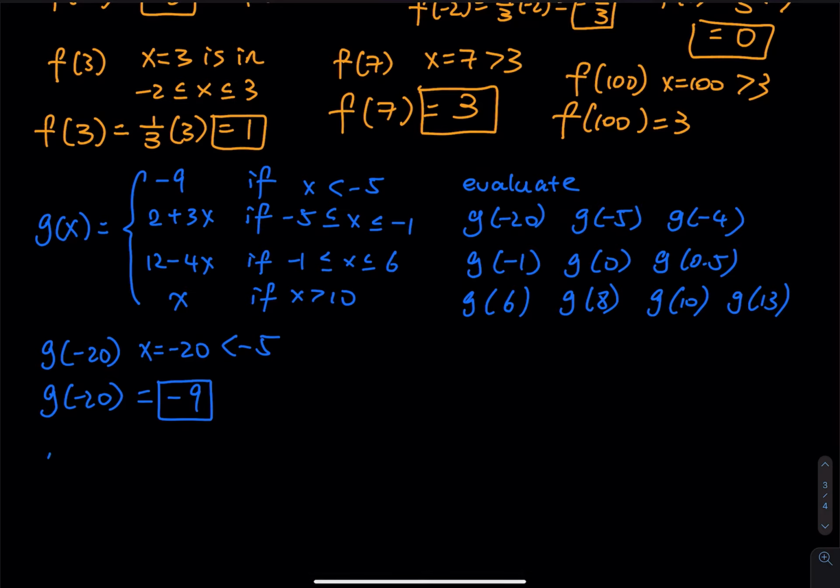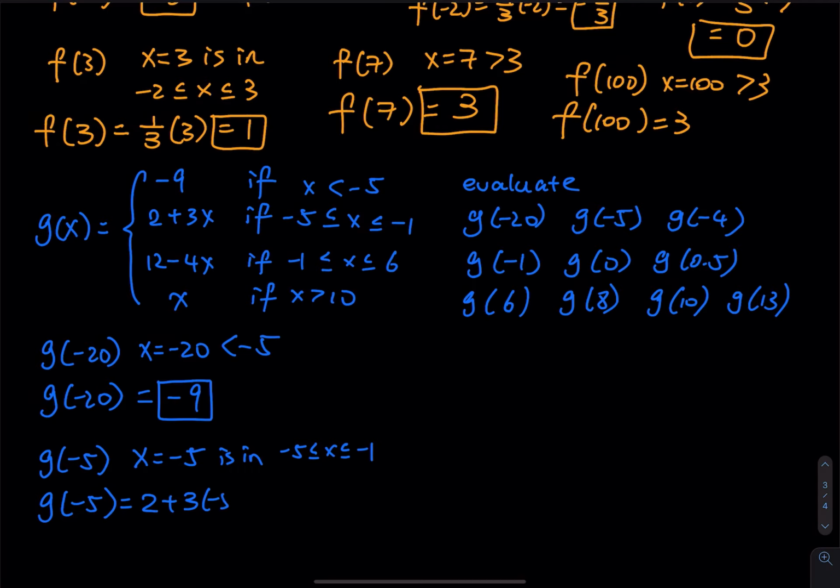And then the next one, g of negative 5. So we have x equals negative 5. Is negative 5 less than negative 5? Nope. Then that goes to the second piece, right? So which is 2 plus 3x. So this is in between negative 5 and negative 1. So we are taking the second piece. Then g of negative 5 is equal to 2 plus 3 times negative 5, that is 2 minus 15, so that is equal to negative 13. So that's the second piece.